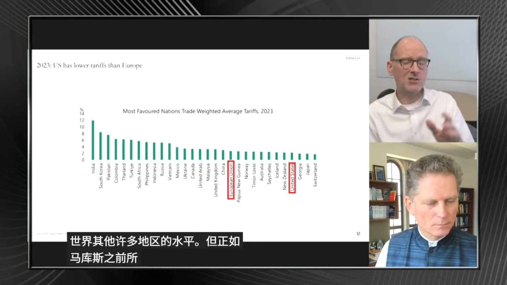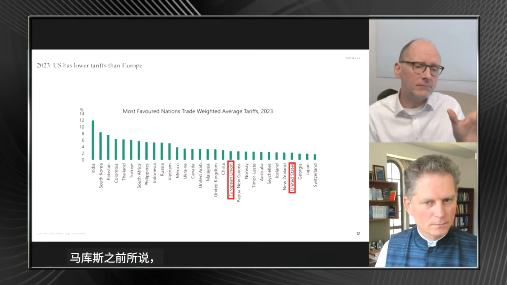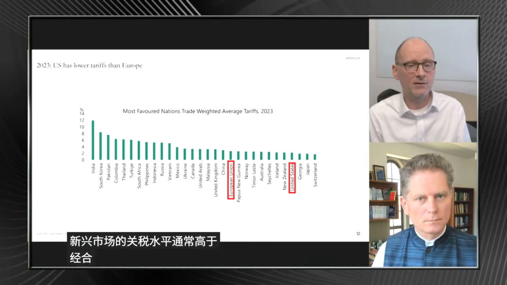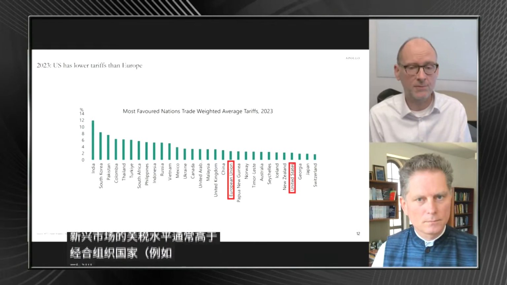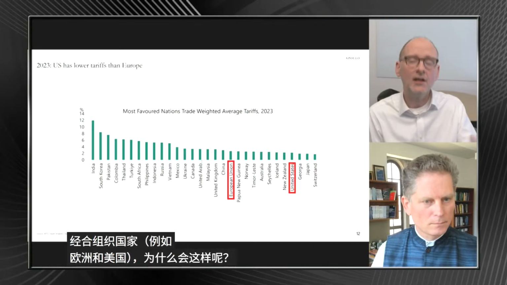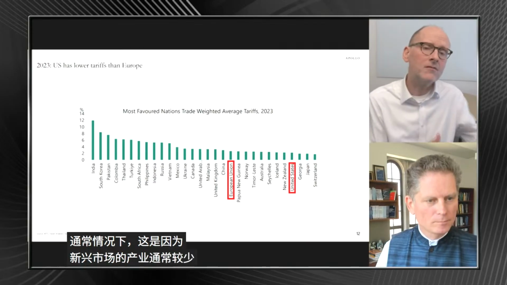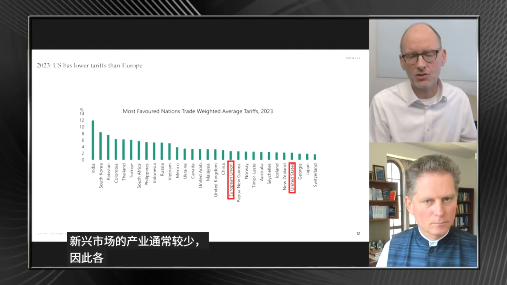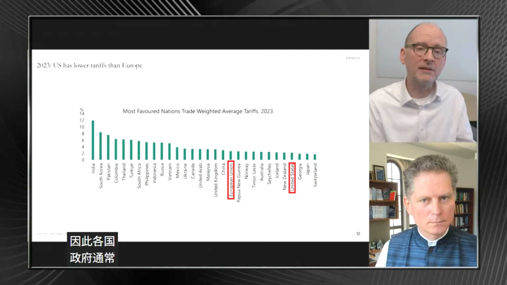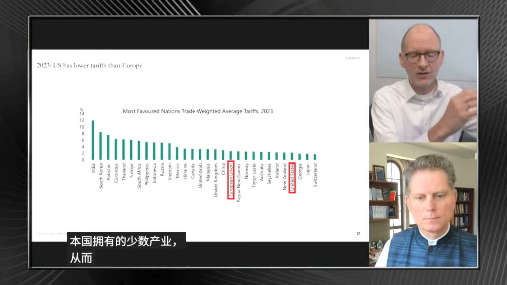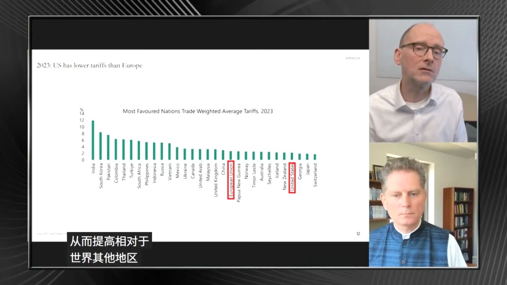But as Marcus was just talking about earlier, it is normally the case that emerging markets have a higher level of tariffs than OECD countries such as Europe and the US. And why is that the case? Well, emerging markets generally have fewer industries, so there is a tendency among governments to protect the few industries that you have and therefore increase tariffs relative to the rest of the world.